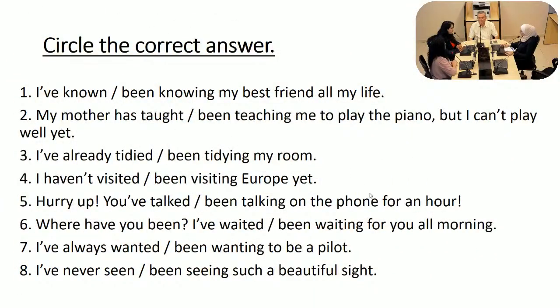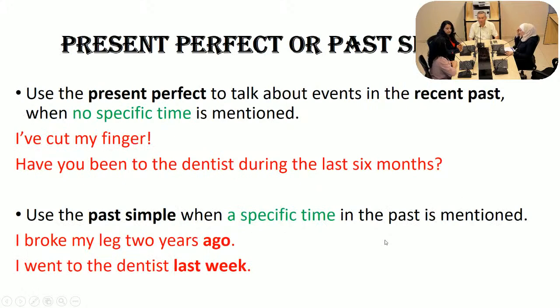I've always wanted or been wanting to be a pilot. Want again is a state verb, so I've always wanted to be a pilot. I've never seen or been seeing such a beautiful sight. I've never seen. Again, see is a state verb and doesn't go with the continuous. Thank you. The following slide, Miss Hiba, please.